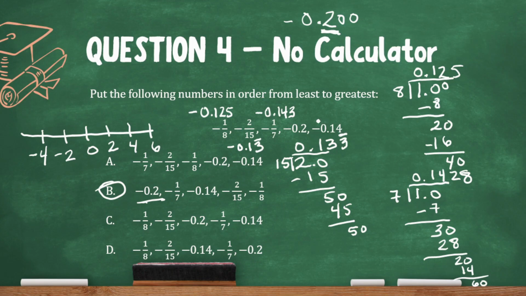So the next one should be negative 1/7, then negative 0.14, right? And then negative 2/15, and then finally negative 1/8 is going to be the biggest number out of all of these because it's the closest to 0.